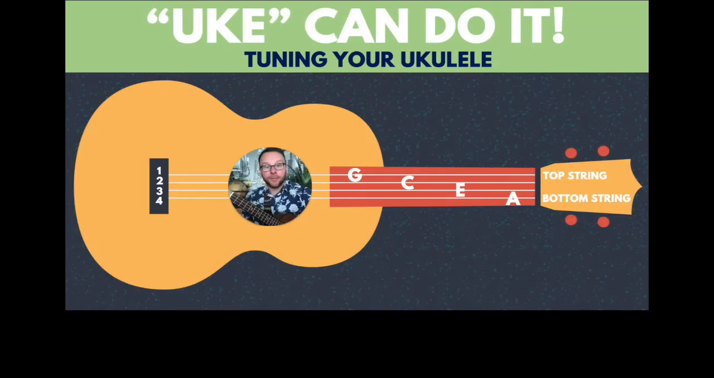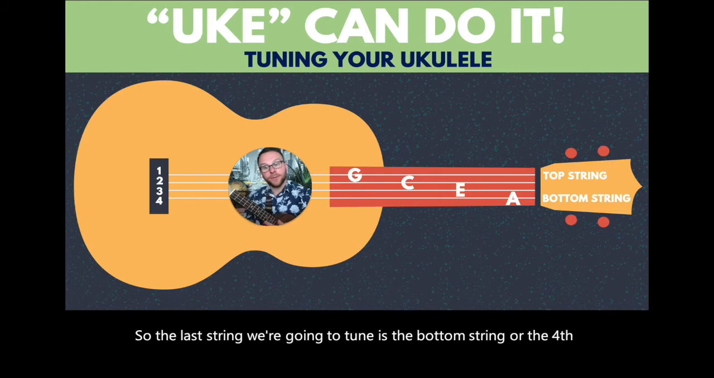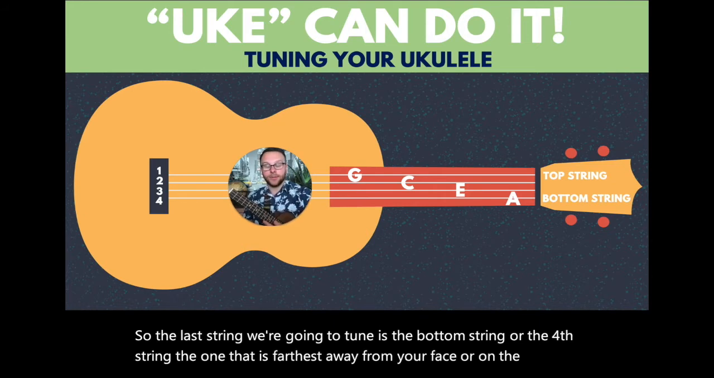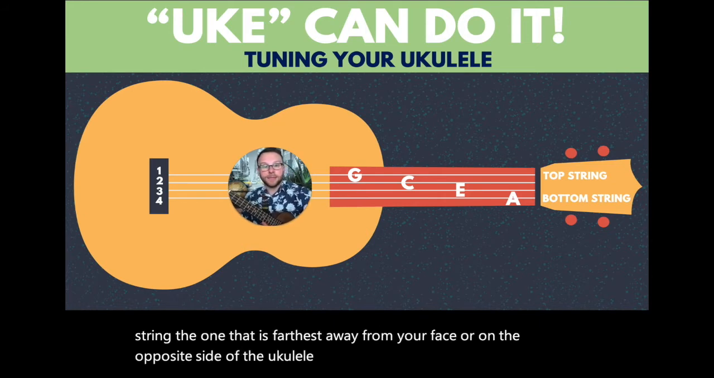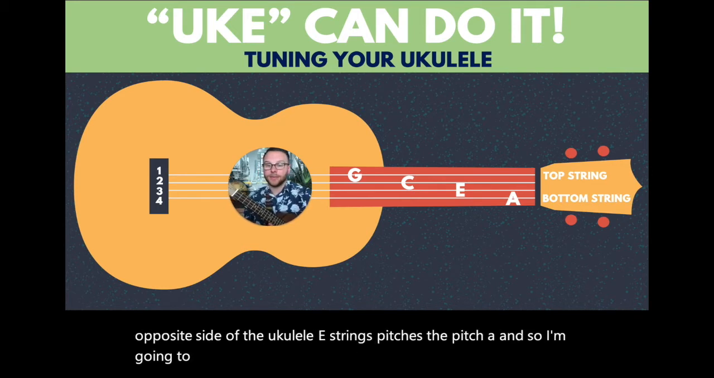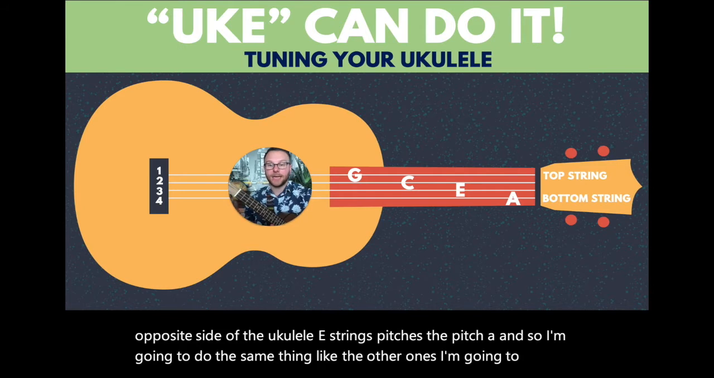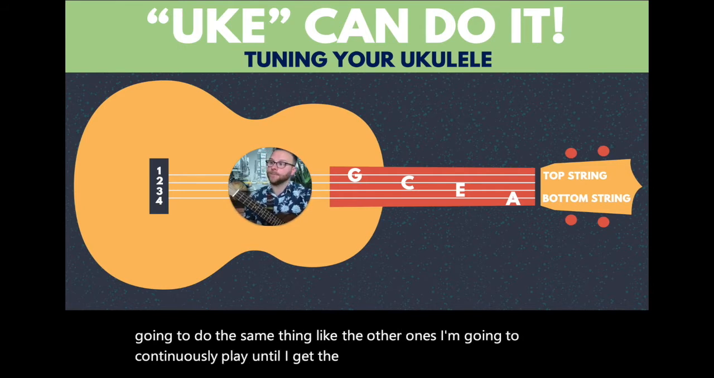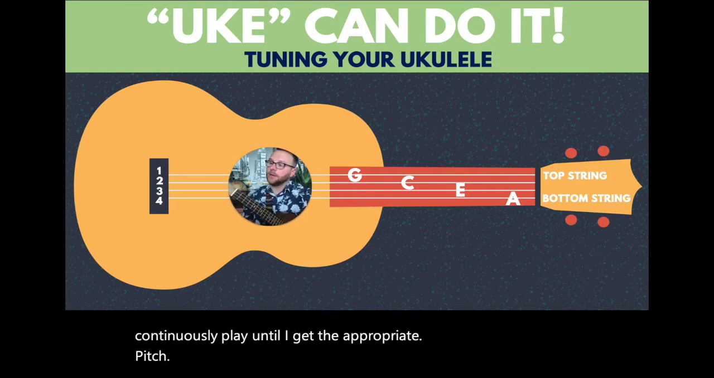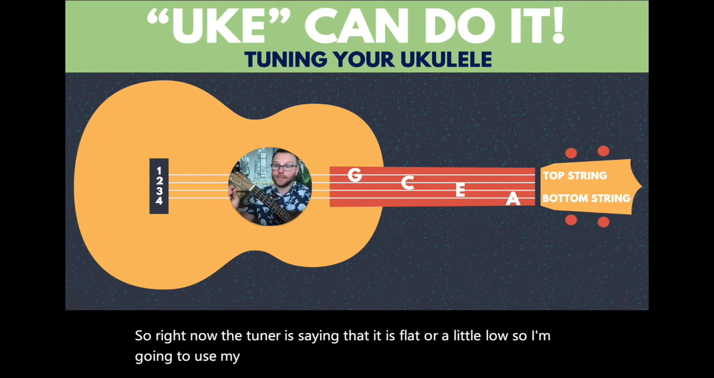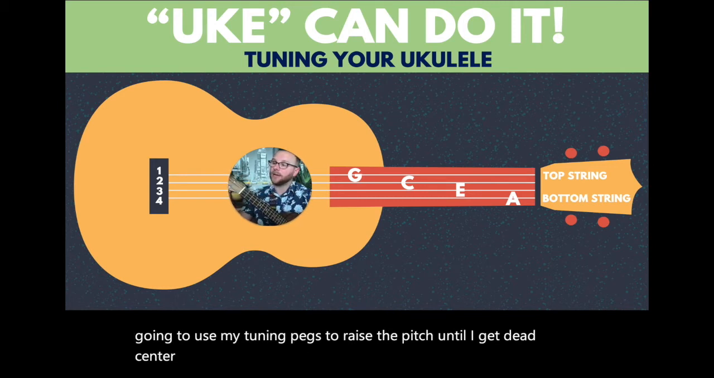So the last string we're going to tune is the bottom string, or the fourth string, the one that is farthest away from your face, or on the opposite side of the ukulele. The string's pitch is the pitch A, and so I'm going to do the same thing as the other ones. I'm going to continuously play until I get the appropriate pitch. So right now the tuner is saying that it is flat, or a little low, so I'm going to use my tuning pegs to raise the pitch until I get dead center on the pitch A.